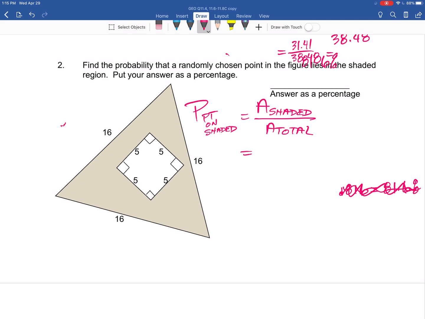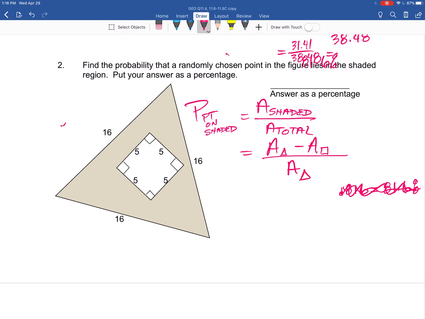Now, area shaded on this particular problem, what are you going to do just to get the shaded region? Yeah, take the triangle and subtract off the square. So there it is: area of the triangle minus area of the square divided by area total. What's the biggest shape you see? Yeah, it's the triangle. Okay, good.